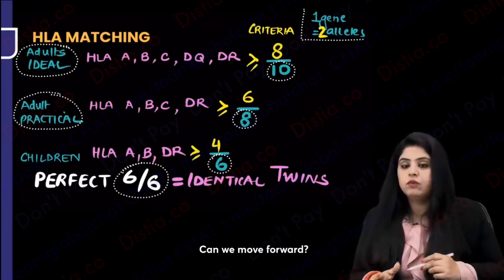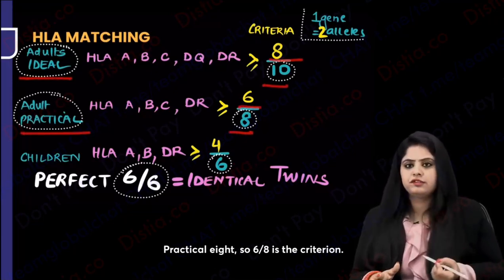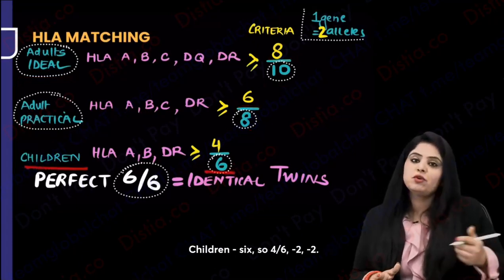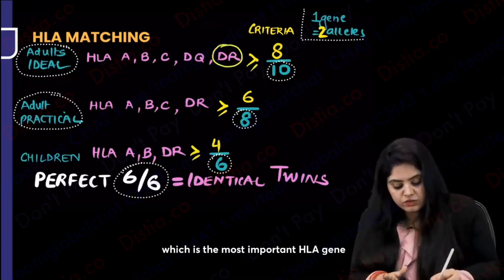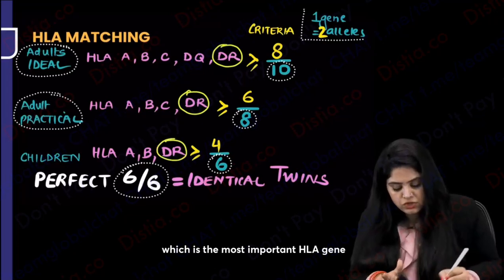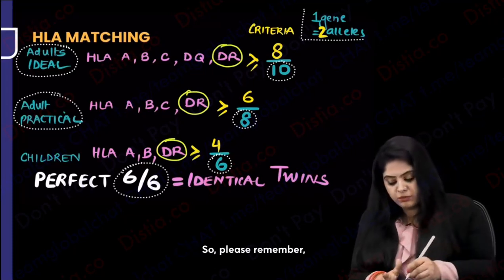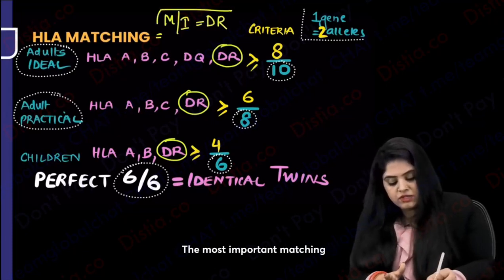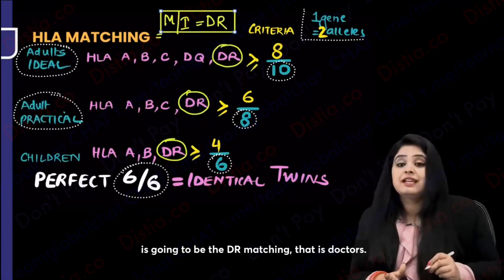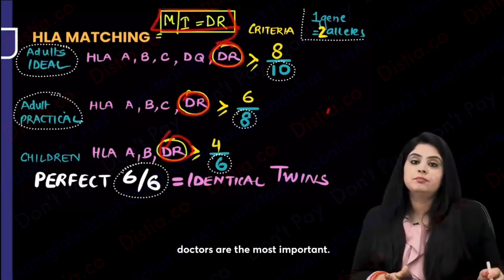Can we move forward? Overall, ideal 10, 8 on 10 is the criteria. Practical 8, so 6 on 8 is the criteria. Children 6, so 4 on 6, minus 2. But out of these, if someone asks you which is the most important HLA gene that has to be matched, DR is the most important. So please remember, the most important matching is DR matching. That is how I have learnt it: doctors are the most important.